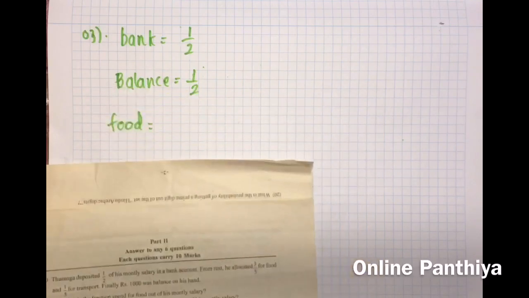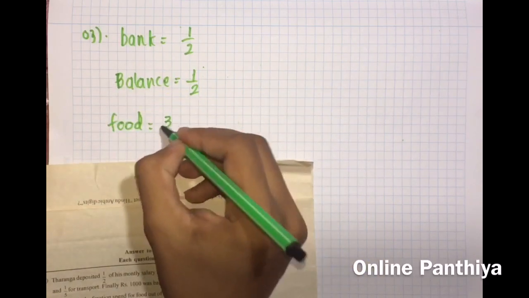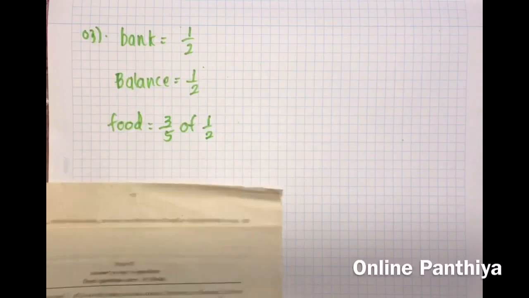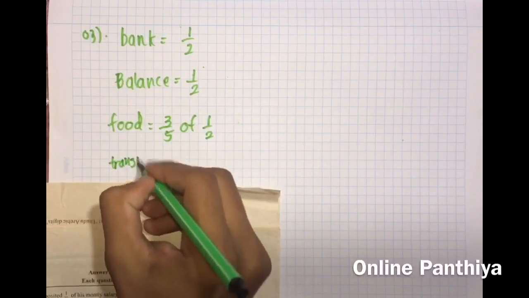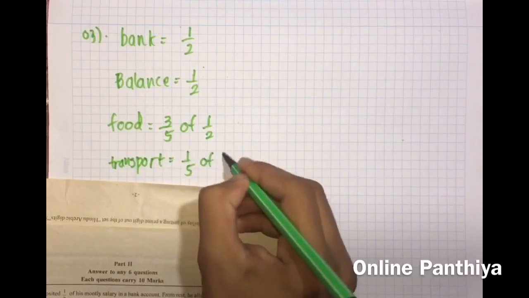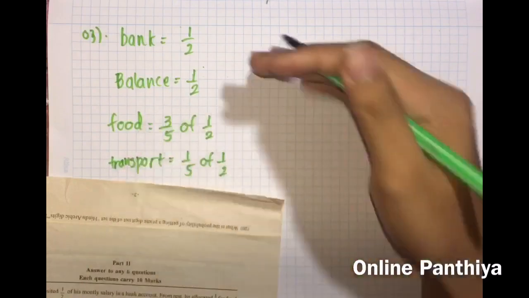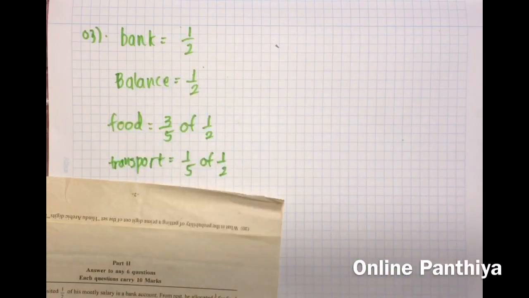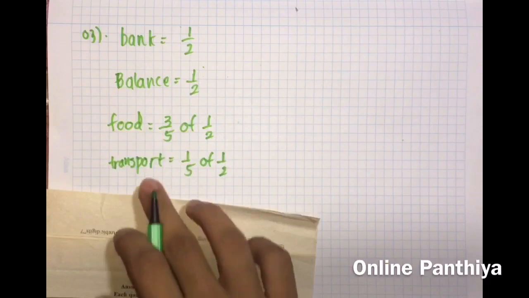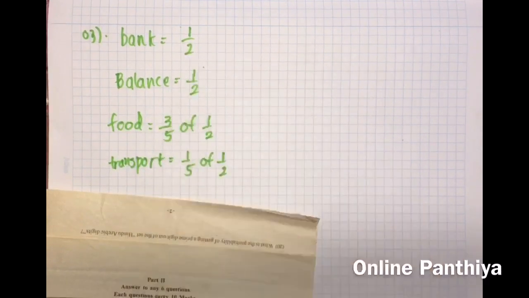So you have to write two statements. One is for food. How do you state? 3/5 of the remainder. The remainder is half. Also transport you have to state separately. How is that? 1/5 of half of the balance. Now these are the expenses he has. Let us move on with the question. Also one important statement is given: finally 1,000 was the balance in his hand. So after spending all this for transport, for food and for the bank, finally he has a balance of 1,000 rupees. So you have to solve one by one.